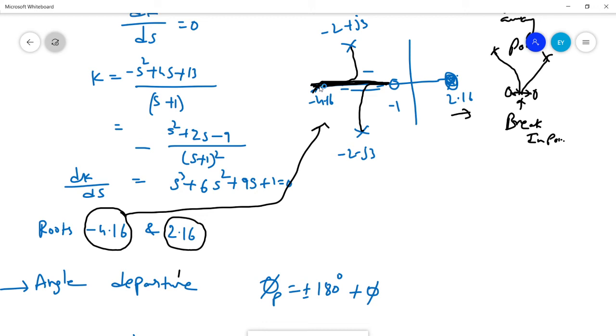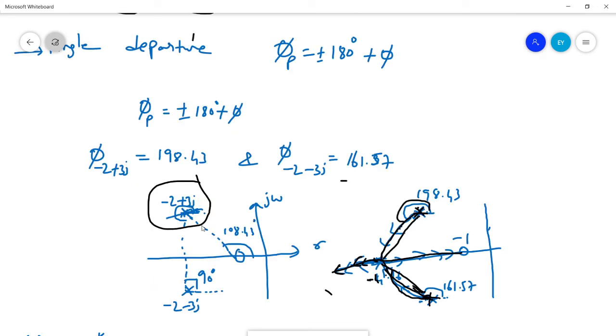Right, another point we should consider is the angle of departure. Angle of departure φp = ±180 degrees + φ, where φ is the angle that the pole we consider makes with the other poles and zeros.